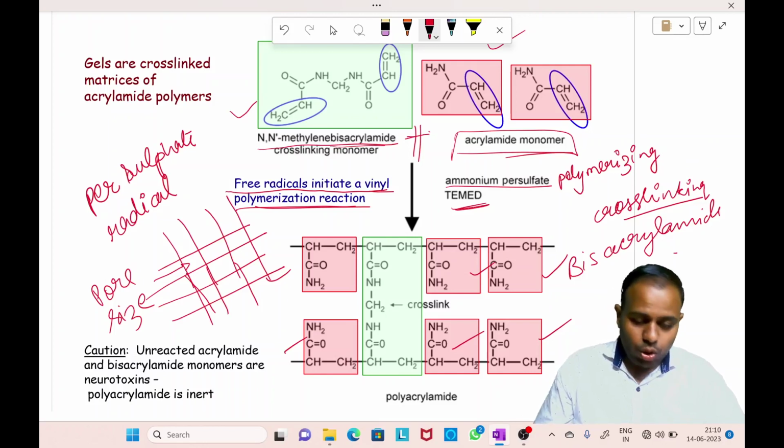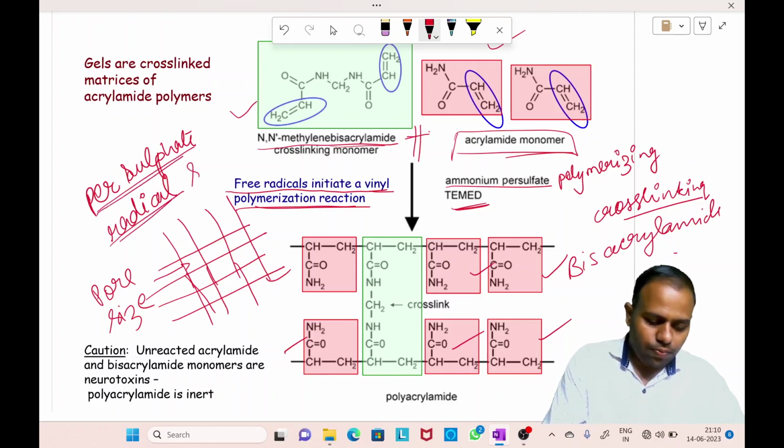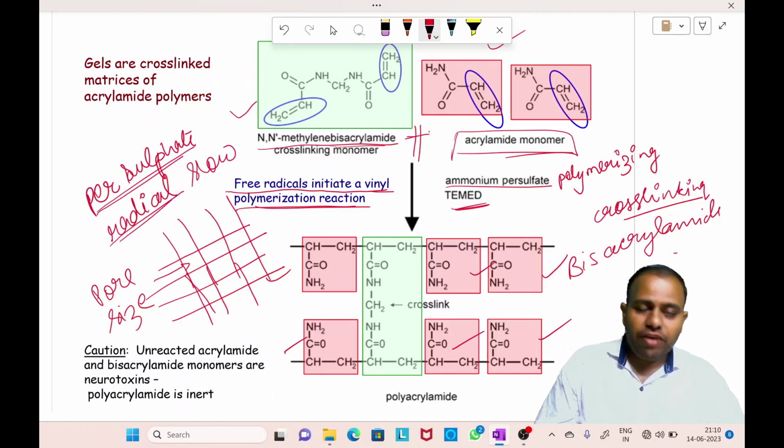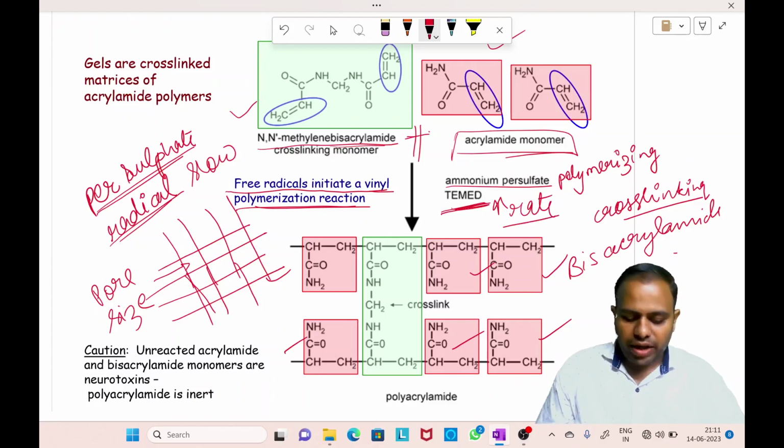Generally the polymerization reaction takes place only after the addition of ammonium persulfate. Now this reaction is very slow. It will take more time if we don't add TEMED. So what does TEMED do here? TEMED increases the polymerization rate and helps the gel to polymerize faster.